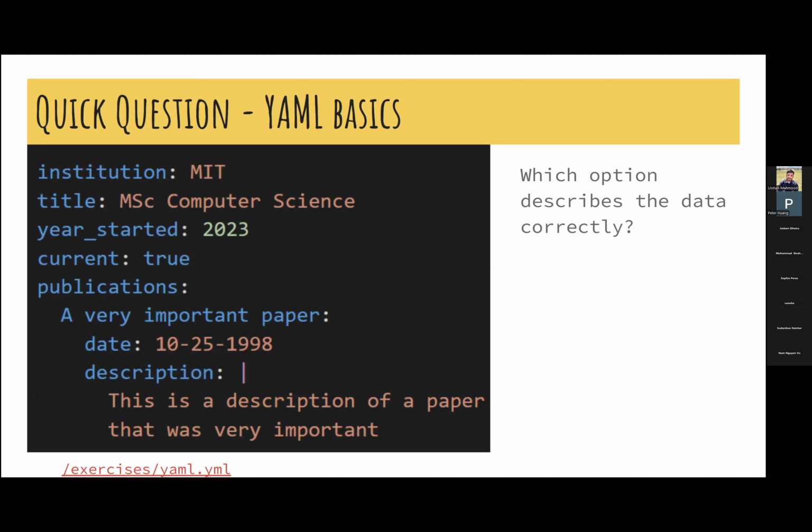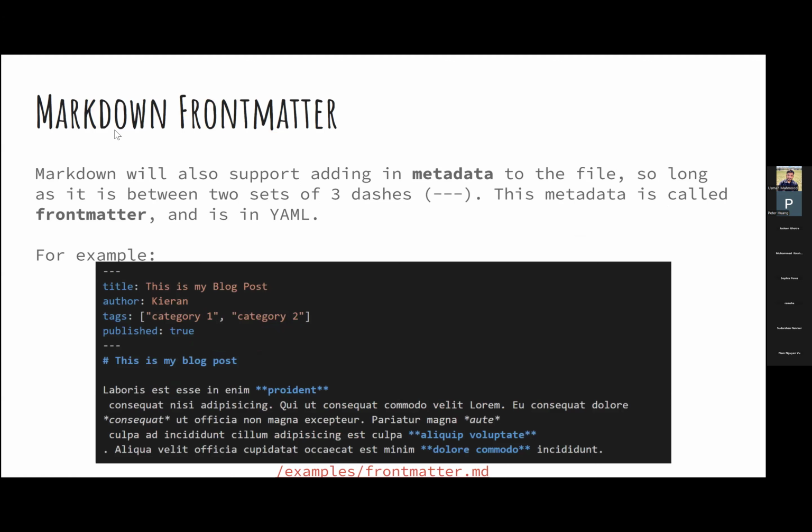website of some sort. So looking at the Markdown front matter, Markdown also supports adding metadata to the files so long as it's between the two sets of three dashes as shown over here and here. And this metadata is called the front matter and is in YAML as well. So this basically provides general information about a Markdown file, such as the title, the author, any tags that are related to it, as well as the status of the publication.